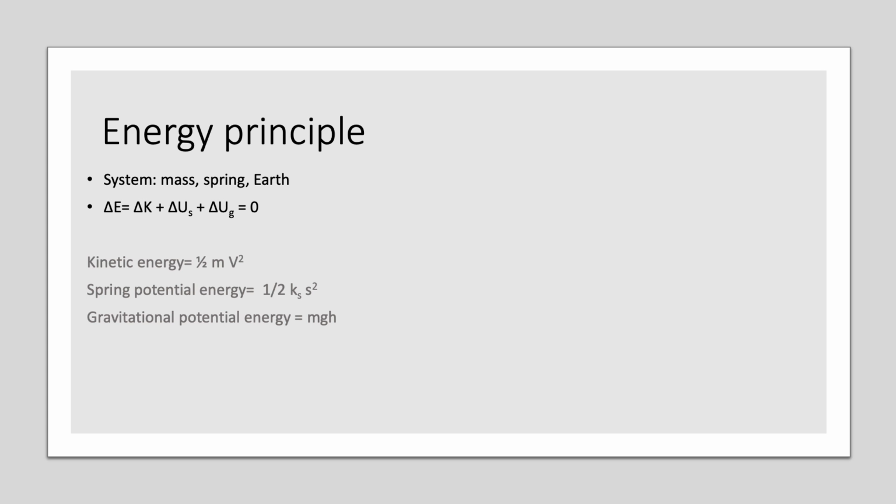The kinetic energy is equal to half the mass times v squared. The potential energy of the spring is equal to half the spring stiffness times s squared. And finally, the gravitational potential energy is equal to mgh.